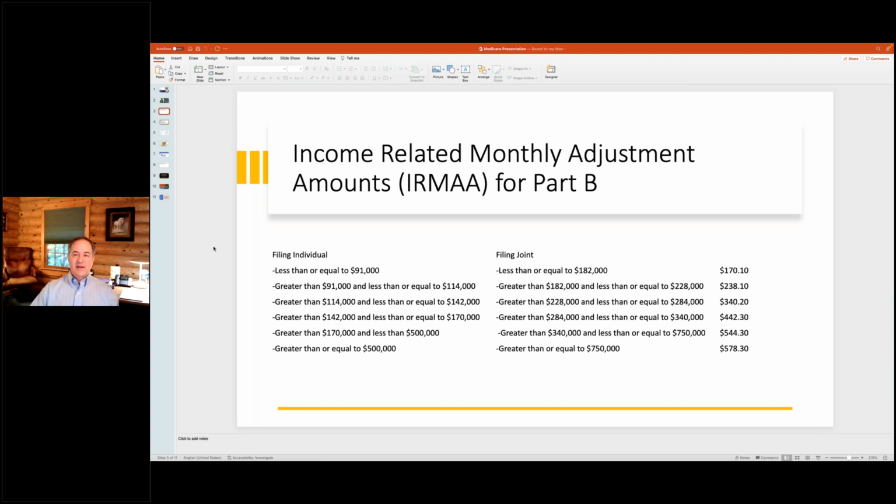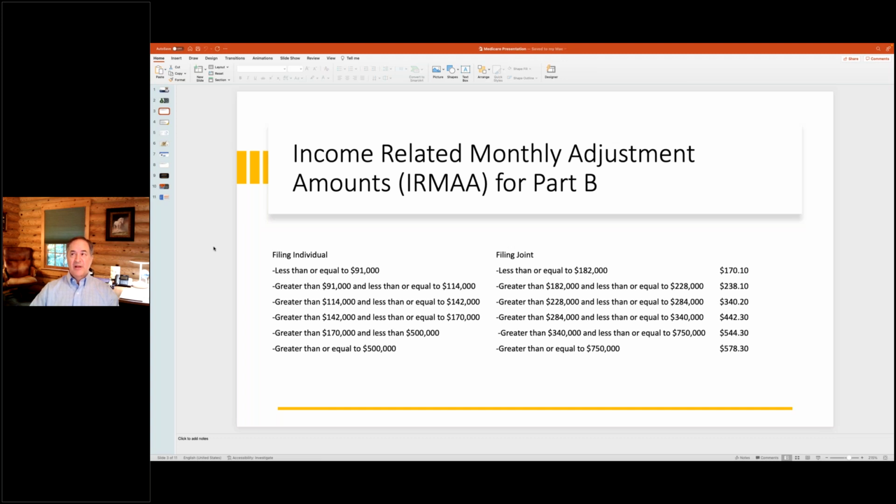Now somebody's going to say out there, well, how long does that last? If I'm making between $284 and $340, and so I'm really having to pay $442.30, what happens when I don't make that kind of money? Well, the reality is this. In 2023, the government will look back at what you did in 2021. So in other words, it adjusts up or down depending upon what your income was.